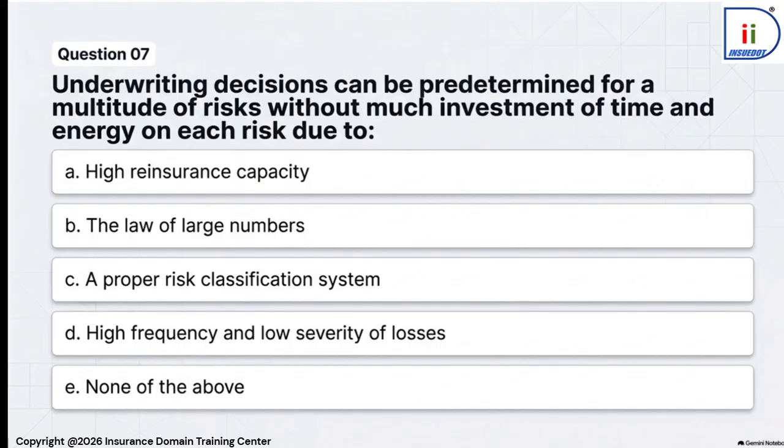Underwriting decisions can be predetermined for a multitude of risks without much investment of time and energy on each risk due to. Read all the options.